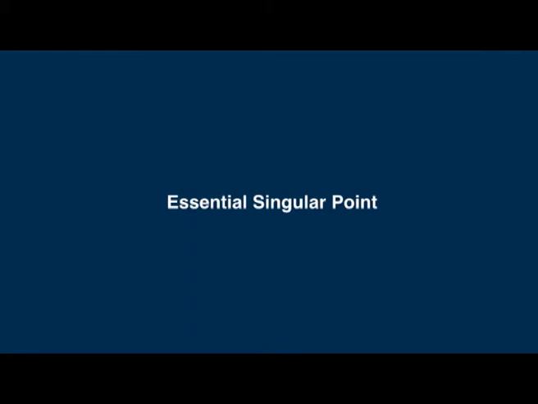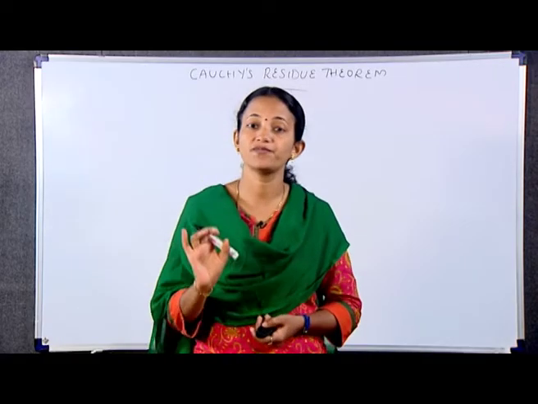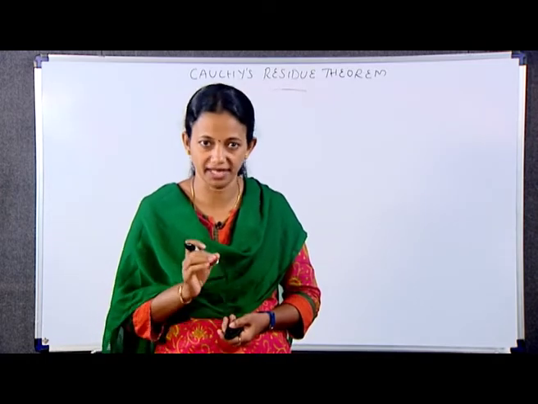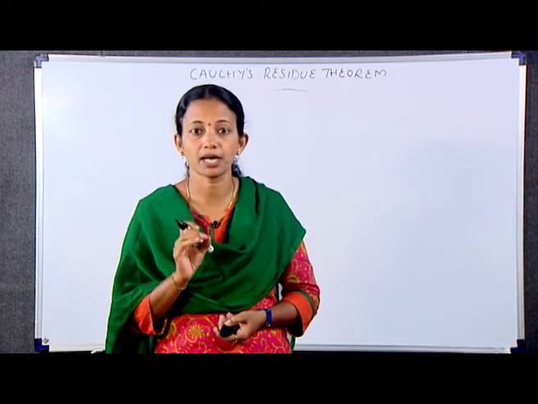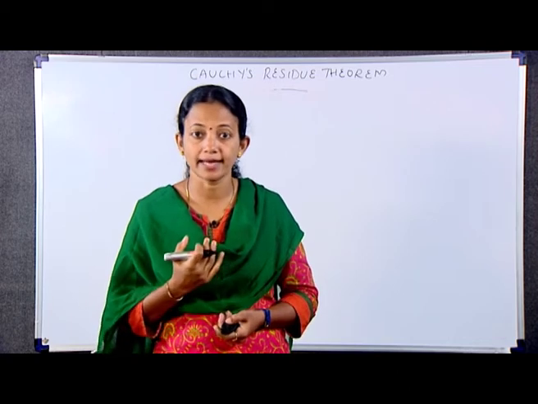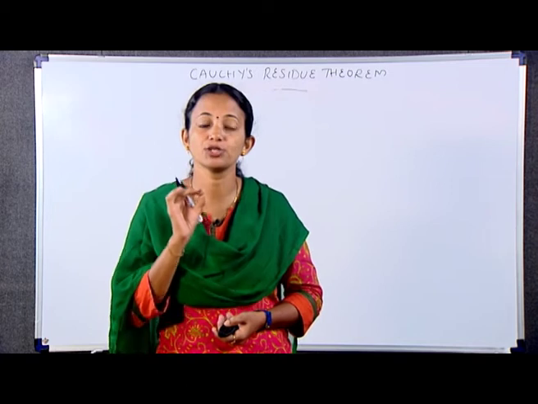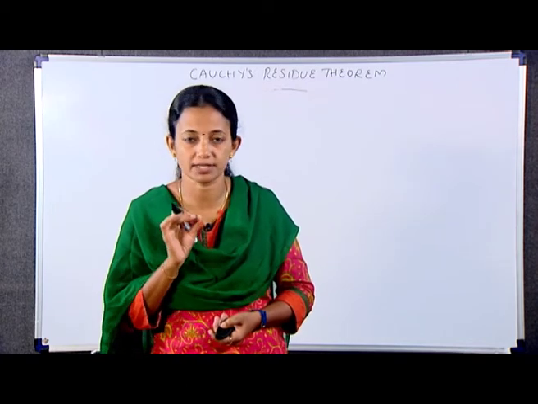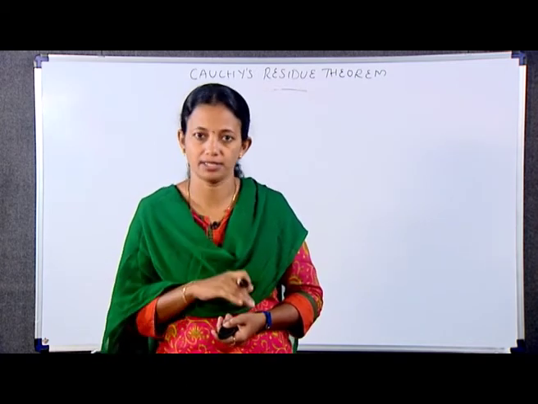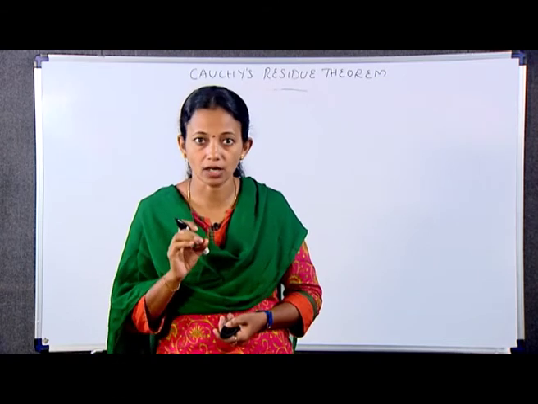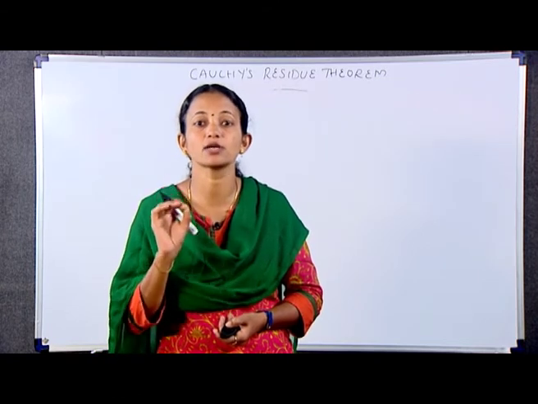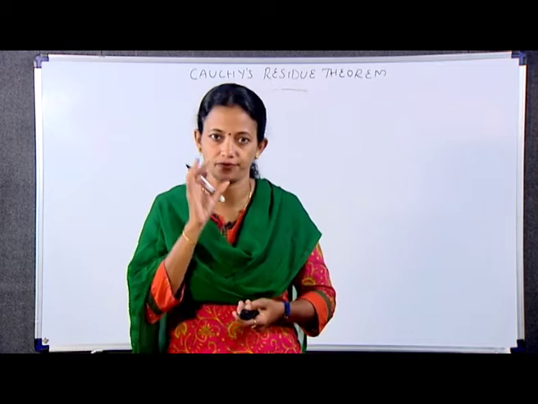Next, we discuss essential singular point. When an infinite number of coefficients Bn in the principal part are non-zero, then the series, that is B1 by (z minus Z0) plus B2 by (z minus Z0) whole square plus etc., doesn't terminate. And the point Z0 is called an essential singular point of the function f.